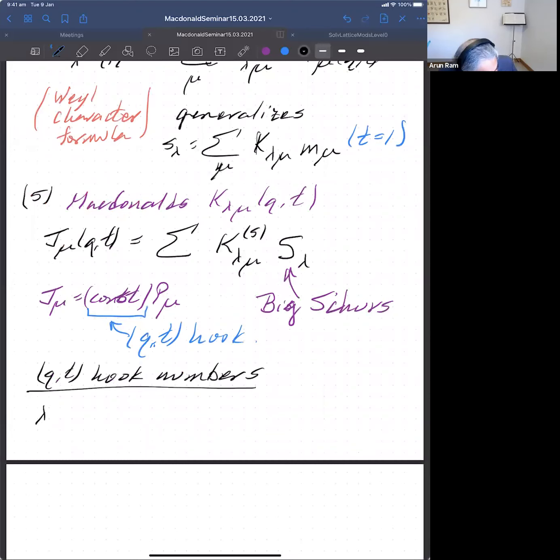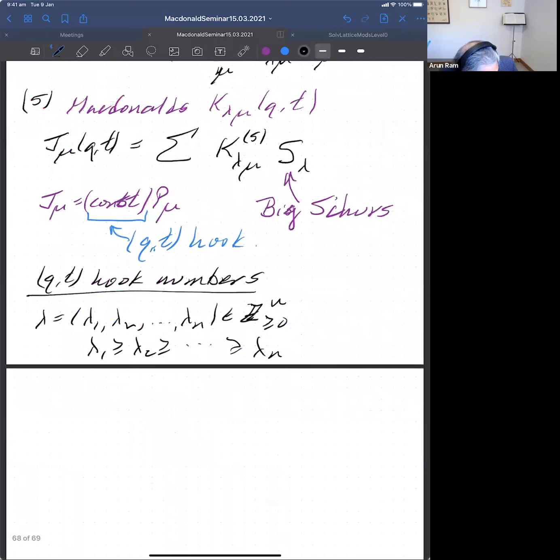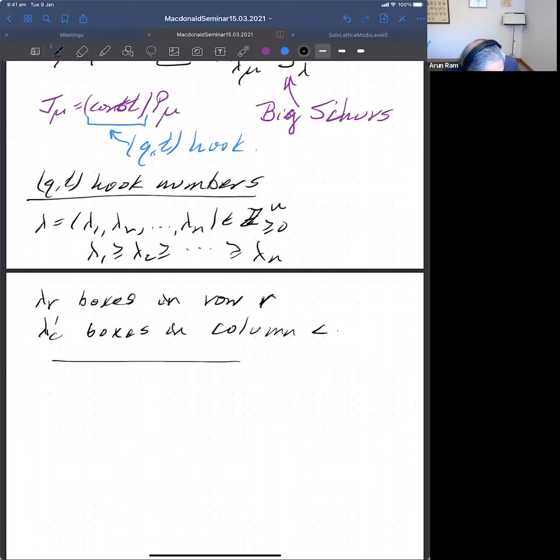So lambda, of course, in my mind, lambda 1, lambda 2 is a partition. So it's non-negative integers which are decreasing. And I always think of lambda as a collection of boxes. So lambda R boxes in row R. And I can also write it in terms of columns. So lambda C dash boxes in column C. So if we make an example, you would have something like this. Okay, so how did I do?